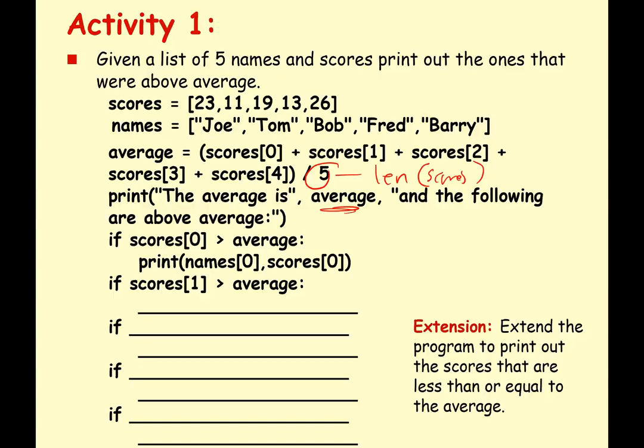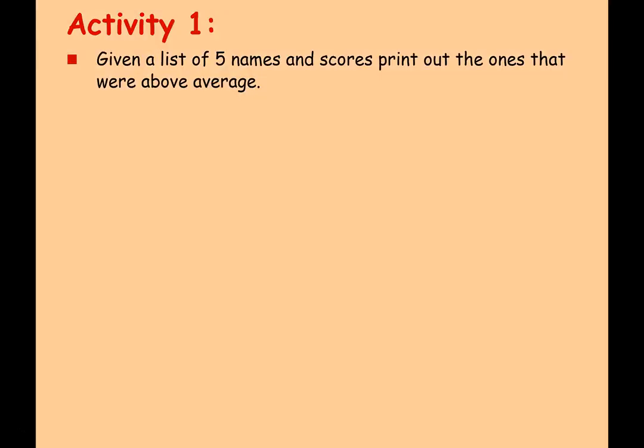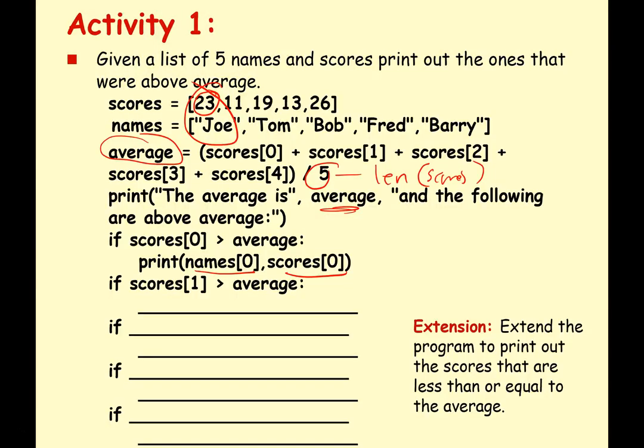So if score 0 is greater than average, it'll examine this: is 23 greater than the calculated average? If it's true, it's going to print out name 0, score 0. So obviously that's going to be 23 and Joe, if 23 is greater than the average. Let's have a look at the next line. Oh, skipping ahead a bit early.